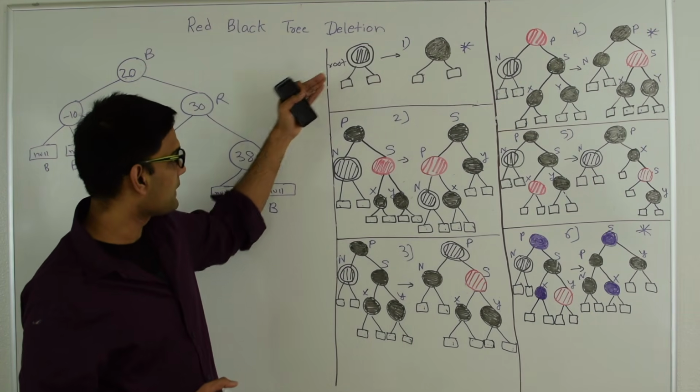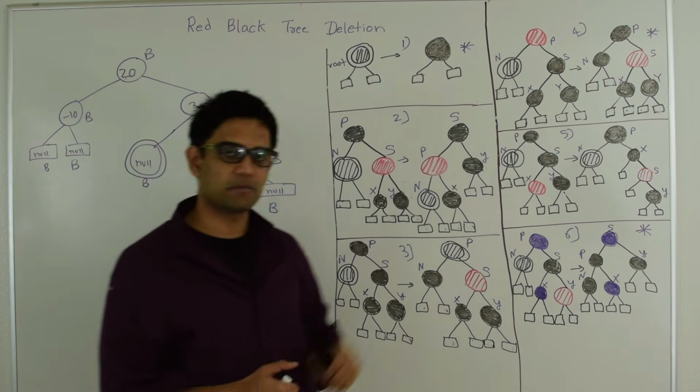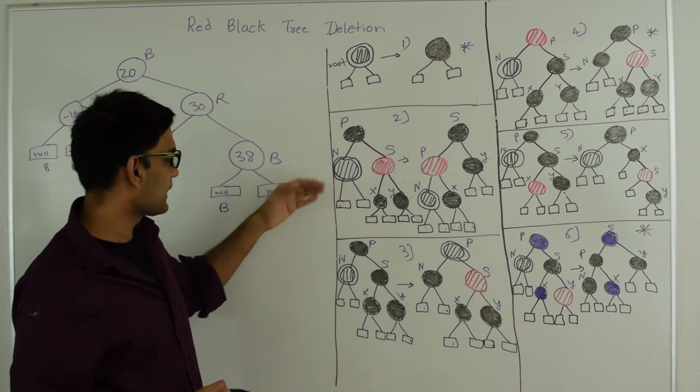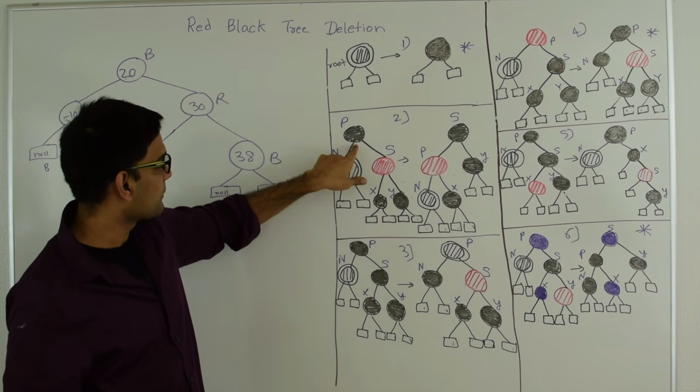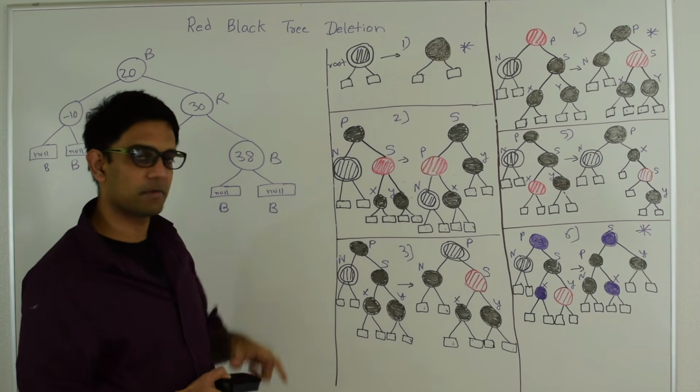Also, other than case 1, all these cases have their mirror images. For example, for case 2 here, the double black node has a red sibling and the parent is black and both the children of the sibling are black.